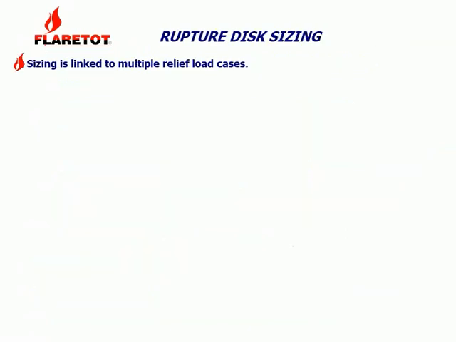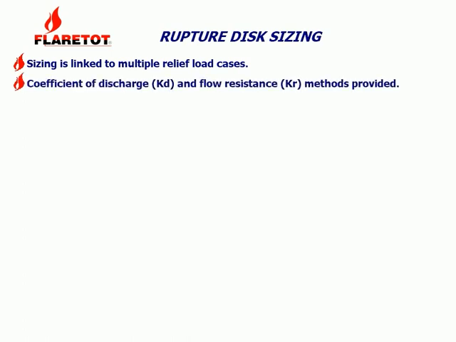Rupture disk calculations are linked to multiple relief load cases. These are either in a network source or in the unlimited standalone calculations. The calculation uses all selected cases to rate the rupture disk, so that the controlling case can be identified. Both the coefficient of discharge, Kd, and flow resistance, Kr, methods are provided. The Kd method rates only the bursting disk as a nozzle, using the discharge coefficient provided. The Kr method rates the pressure drop over the whole installation, using the calculated flow resistance of each element.